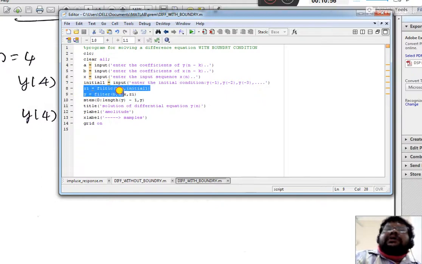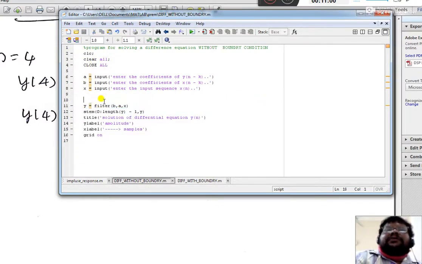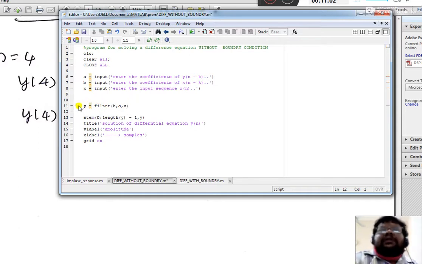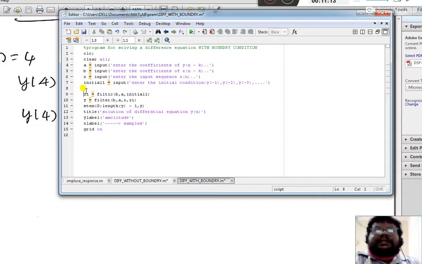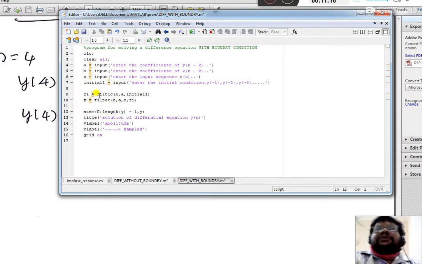We have two functions here, whereas in the case without boundary conditions we have only one, where we directly write the coefficients of x, coefficients of y and the sequence. With boundary conditions we have the two functions. Nothing else changes, everything remains the same, only the two functions. With the initial condition I have calculated zi and I am substituting that zi.